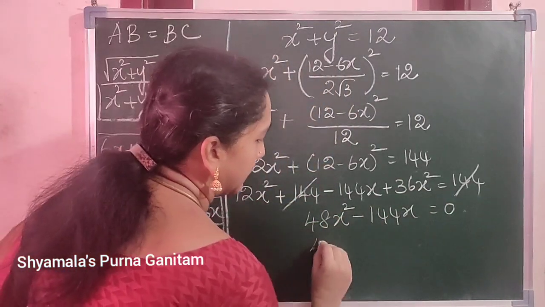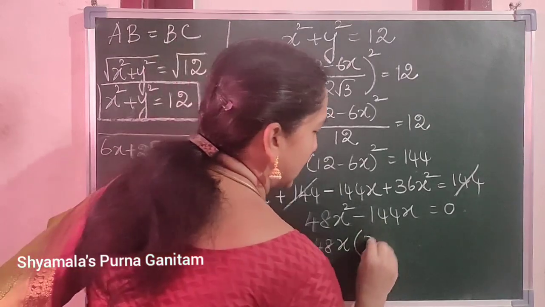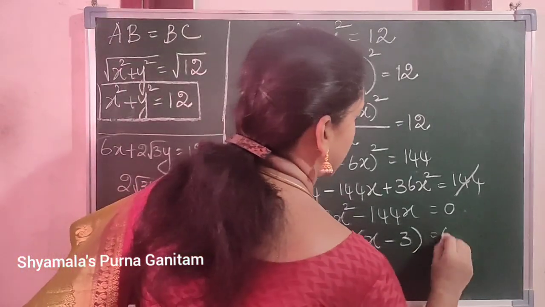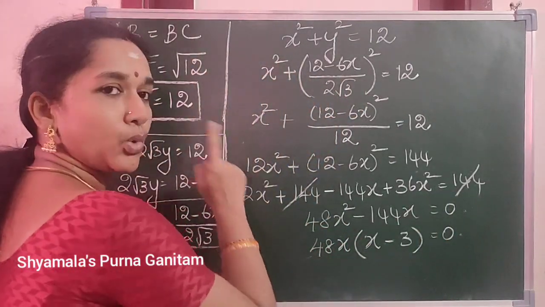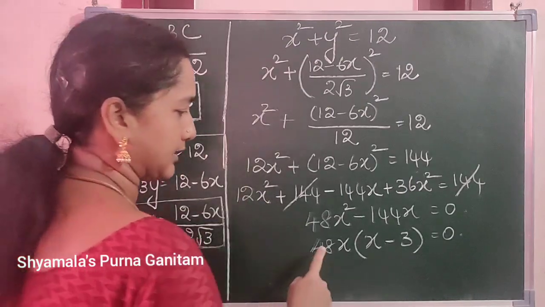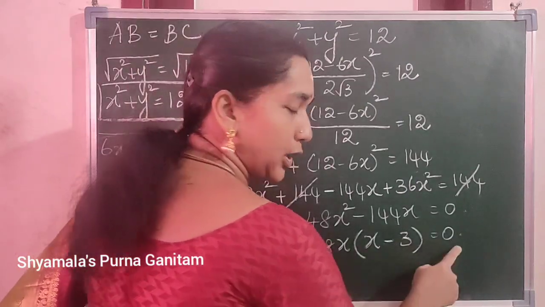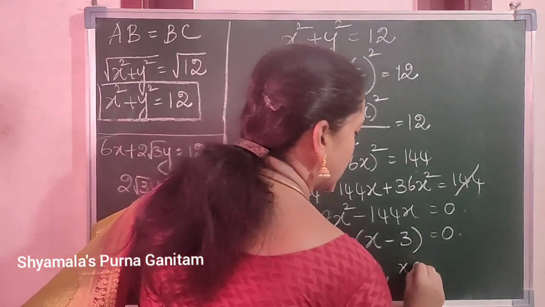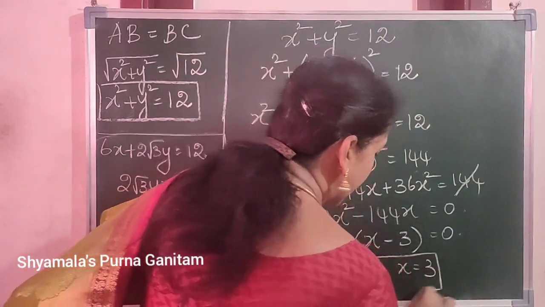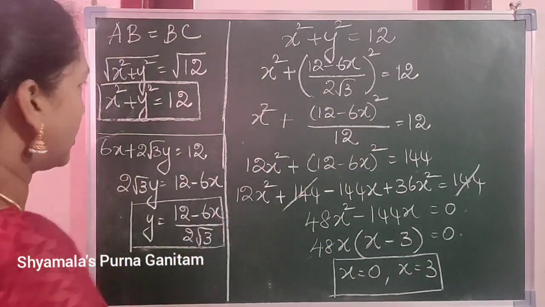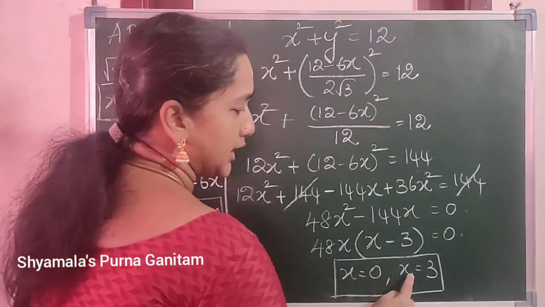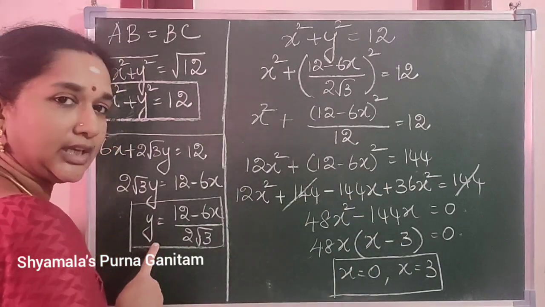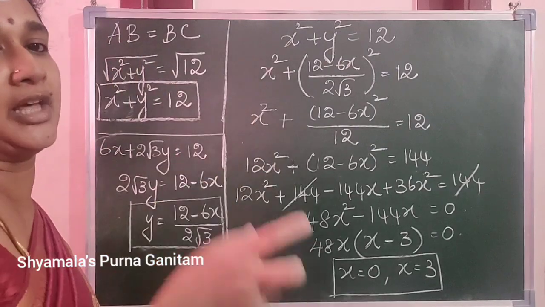When I take 48x outside, the balance will be x − 3, since 48 3s are 144, equal to 0. Since this is a quadratic equation, we will be getting two values for x. That is 48x = 0, so you will get x = 0, and x − 3 = 0, so x will be 3. So now I got two values for x: x = 0 and x = 3. These two x values I have to substitute in this y value, and two y values I will get.